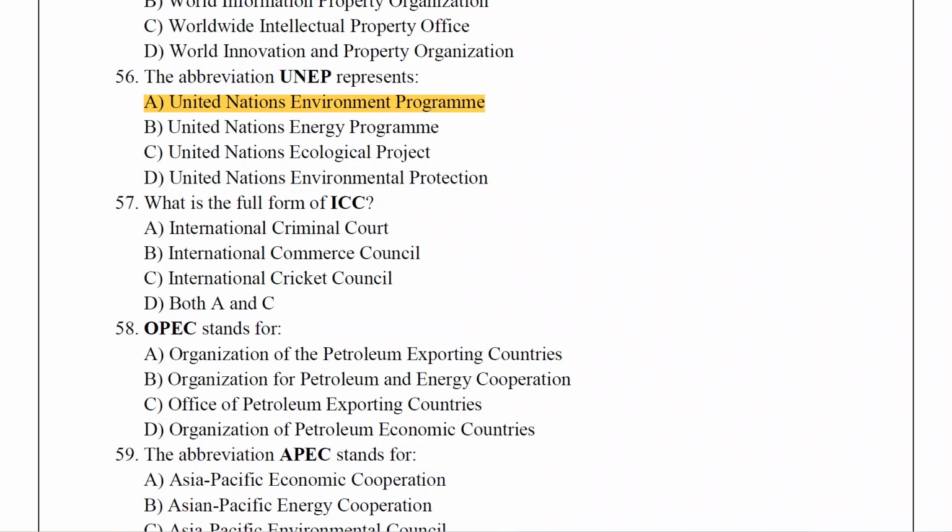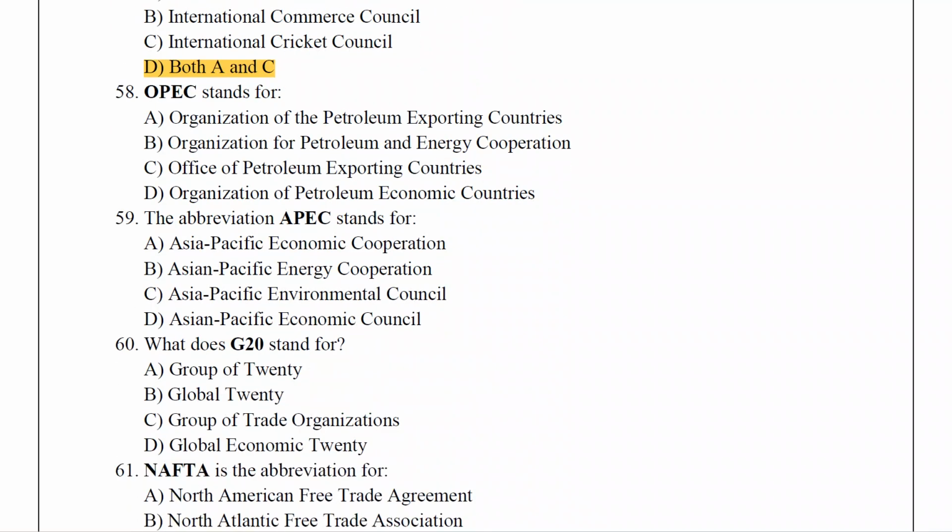What is the full form of ICC? International Criminal Court, International Cricket Council. So, we can use both A and C for this. International Criminal Court, International Cricket Council, ICC. Next, OPEC stands for Organization of the Petroleum Exporting Countries.